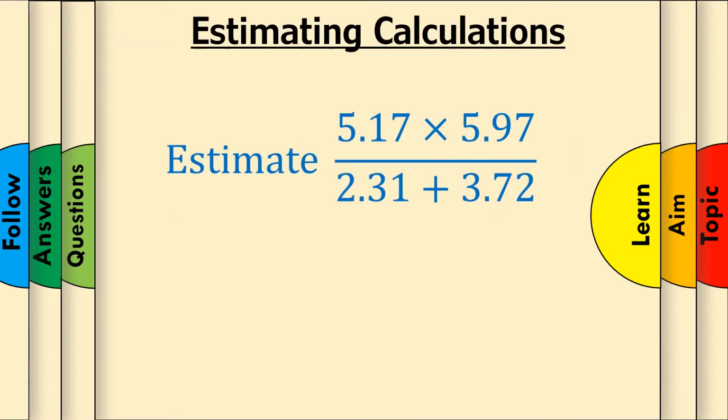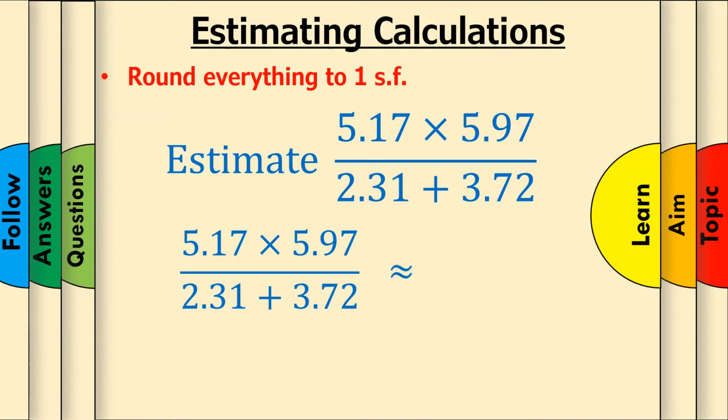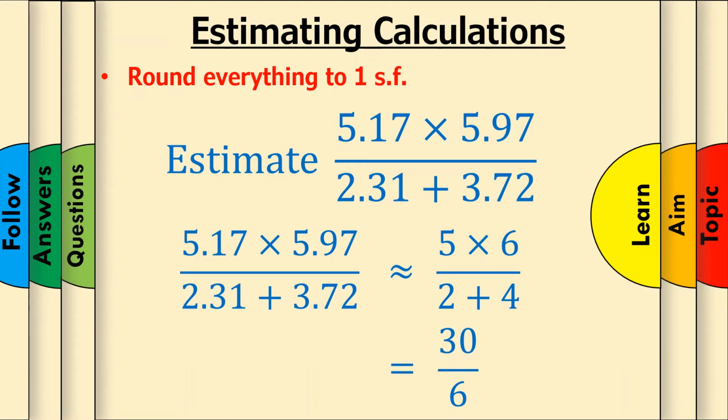Here's another question. 5.17 multiplied by 5.97, all divided by 2.31 plus 3.72. All we need to do is round every number to one sig fig. 5.17 rounds to 5, 5.97 rounds to 6, 2.31 rounds to 2, and 3.72 rounds to 4. 5 times 6 is 30, and divide this by 2 plus 4, which is 6. Remember, when you're just simplifying a calculation and not doing any rounding, you can go back to using a normal equal sign. 30 divided by 6 is 5, which is the estimated answer.